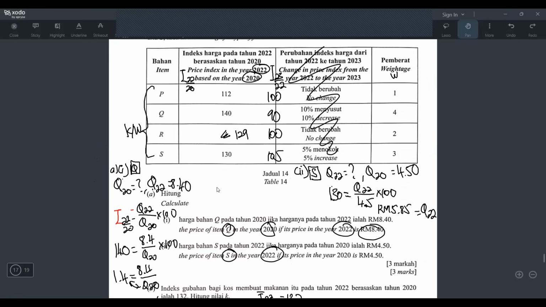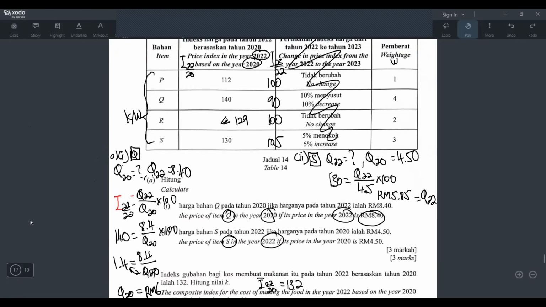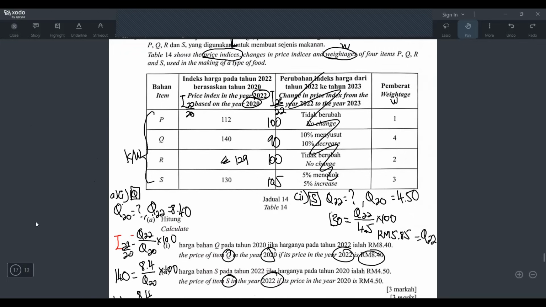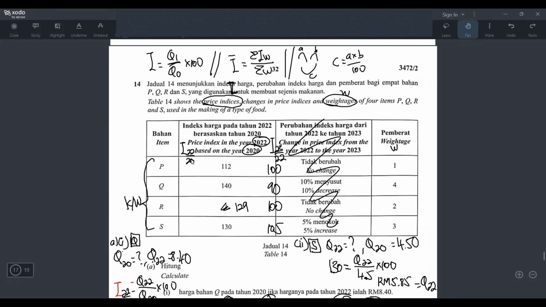I don't have 2320. So what I have to do is I have to use the smiley face method because we have 2220 and 2322. So if we do smiley face, then we can form a new price index for 2320. Then only later I can times with weightage and then divide with total weightage to find the composite index, right? It means how many smiley face you have to do? 4 times, right? 4 times.